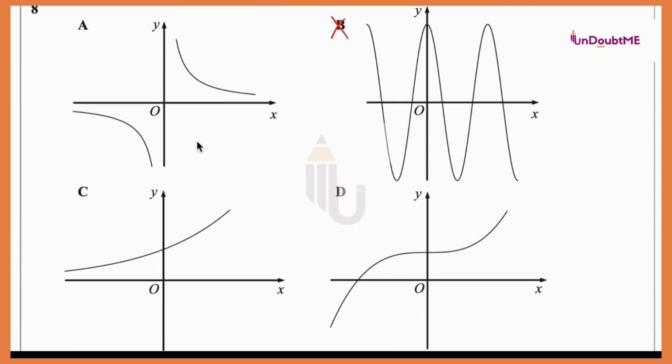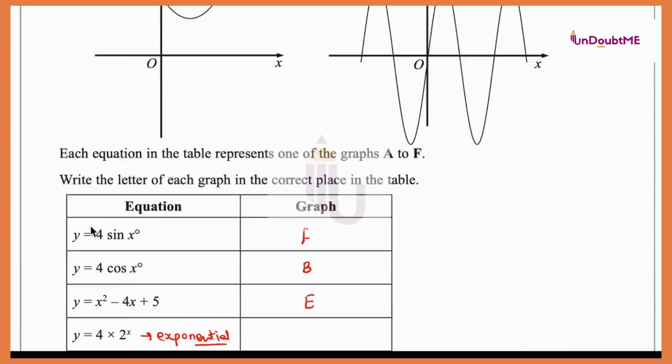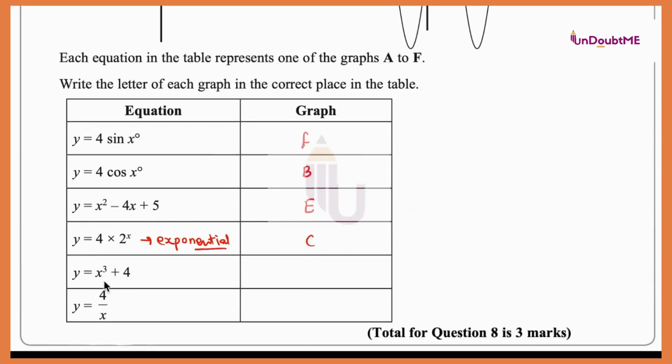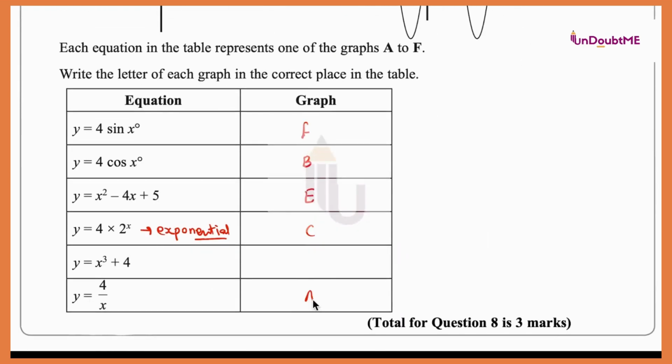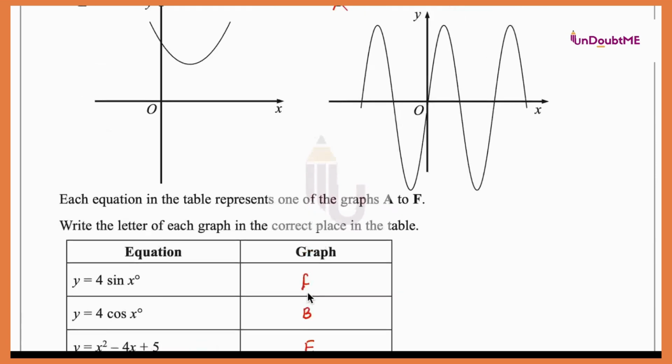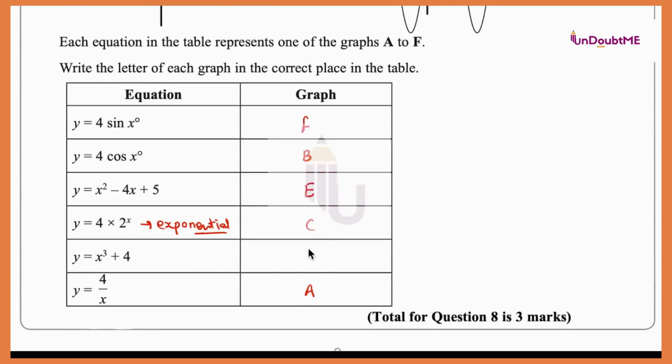Students often get confused between A and C. A is a reciprocal function, of the type 1 over x, and this is of the type a to the power x. So the exponential function is graph C. Before cubic I can mark my reciprocal. So the reciprocal is graph A. And finally the cubic is the leftover, which is graph D.